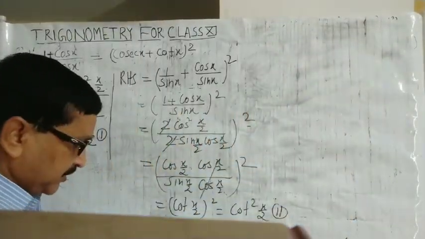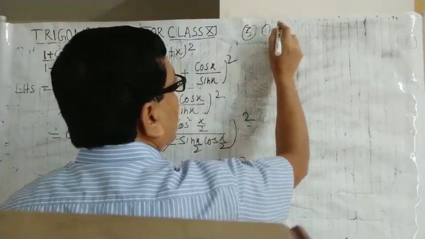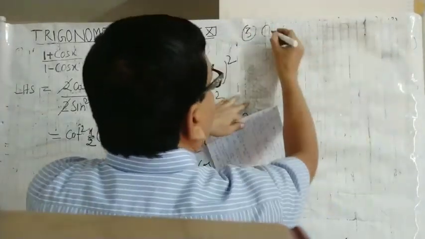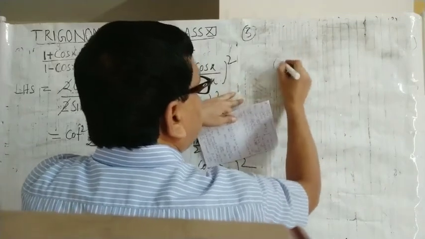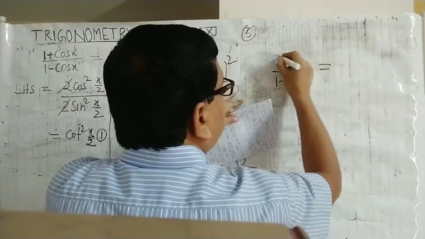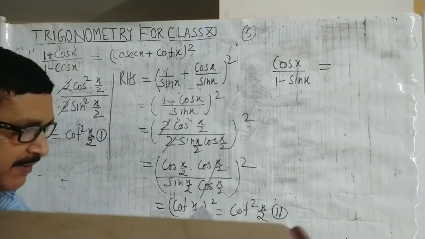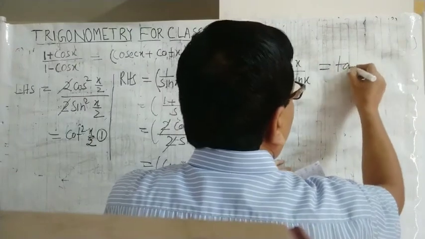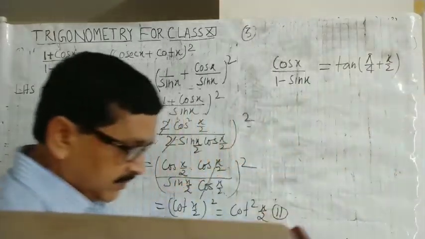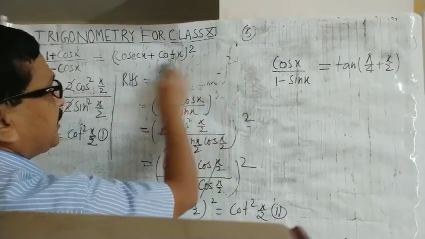One more question. Third number: cos x by 1 minus sin x is equal to tan pi by 4 plus x by 2. Just see how it is answered. Removing this from the board, unnecessary.